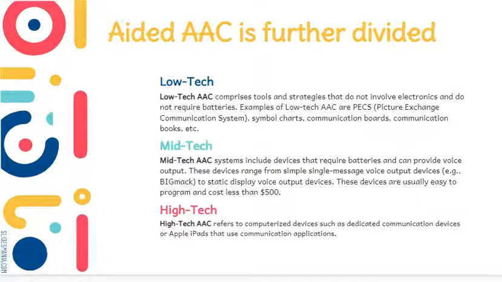Aided AAC is further divided. In aided AAC, we have low-tech, mid-tech, and high-tech. Low-tech AAC comprises tools and strategies that do not involve electronics and do not require batteries. Examples of low-tech AAC are PECS, Picture Exchange Communication System, or giving pictures to communicate, symbol charts, communication boards, communication books, etc.